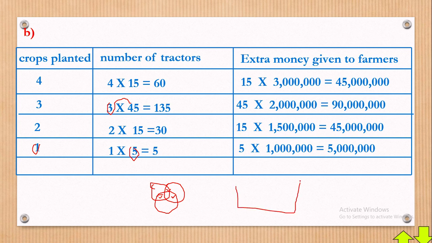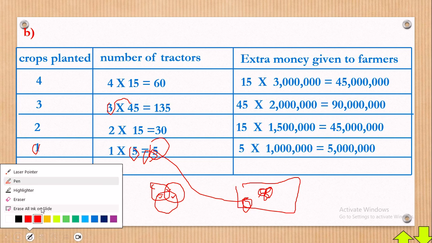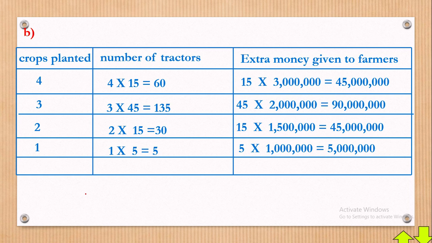Those who grow a single crop are the ones outside the circles. We had the circles like this, but we had that 5 outside. They will get 5 tractors, and then 5 million. Okay, Uganda shillings. Let's conclude slowly. Let's get the total in each case. So the total will be 230 tractors.